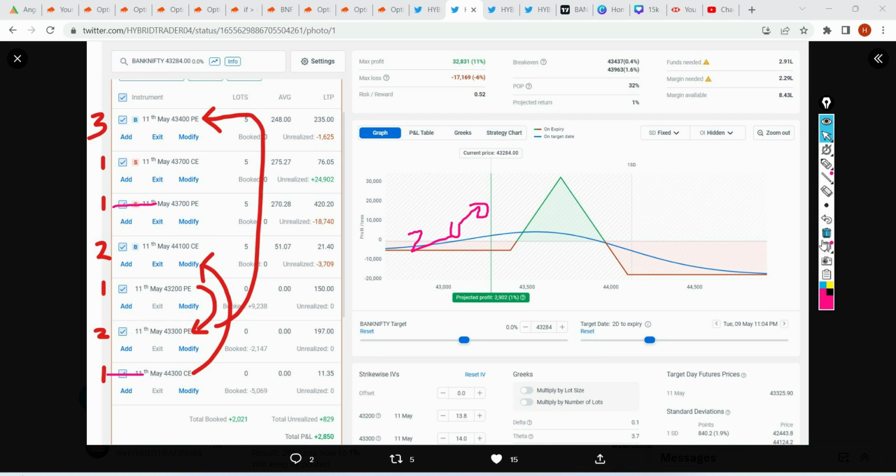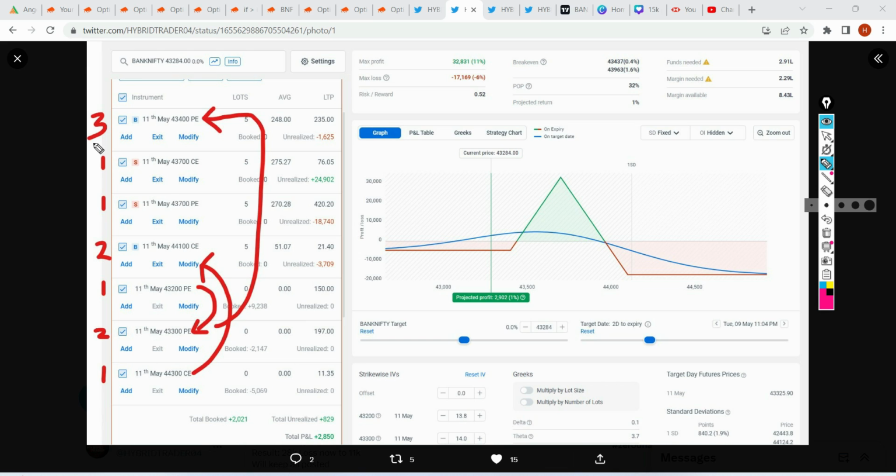Now what I have done is, check this legs sequence. One is your original Ironfly. Two is the second adjustments we discussed 2 minutes back, and then I have done one more adjustment. Just to reiterate, one is your original Ironfly. Two, what did we say? See, check this. We have exited 43,200, and we have done the roll up. Simple. And then what did we discuss? We have exited 44,300 and we rolled down to 44,100.